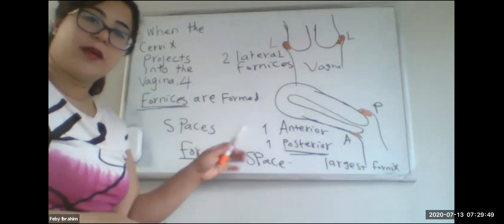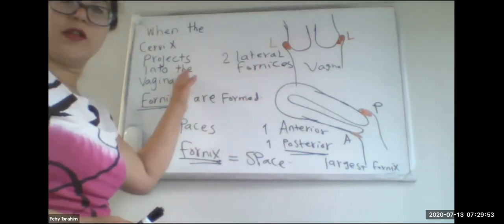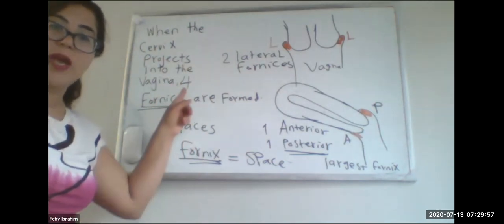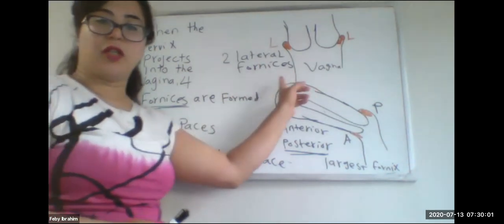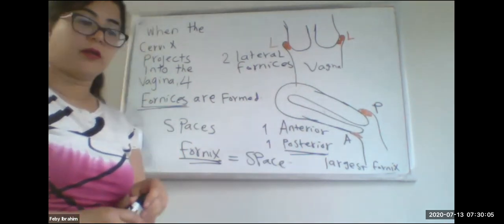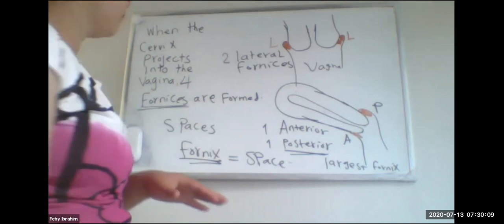This is for the parts of the uterus. So again, for the cervix, when it projects into the vagina, four fornices are formed. We have two lateral, and we have one anterior and one posterior. Okay, these are the parts of the uterus.